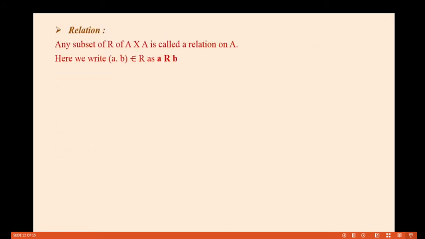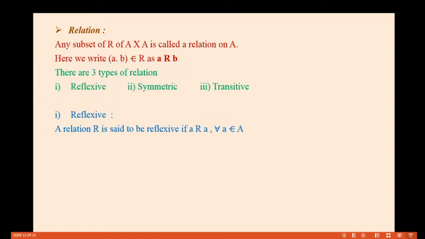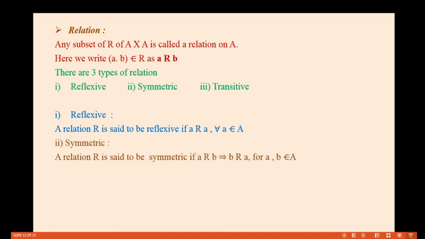Now, coming to the very important thing, that is a relation. Any subset R of A cross A is called a relation on A. And if (a, b) belongs to R, then we write it as a related to b. There are three types of relations: reflexive, symmetric, transitive. Reflexive. A relation R is reflexive if a is related to a for all a belonging to A. That is, every element is related to itself.